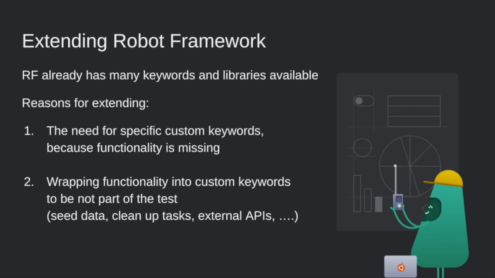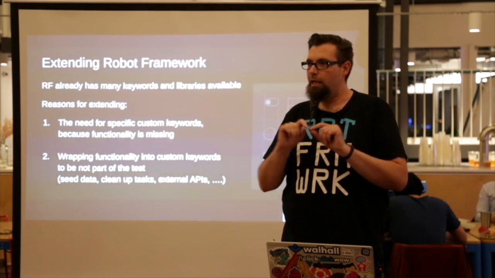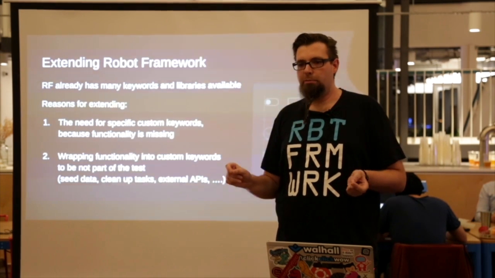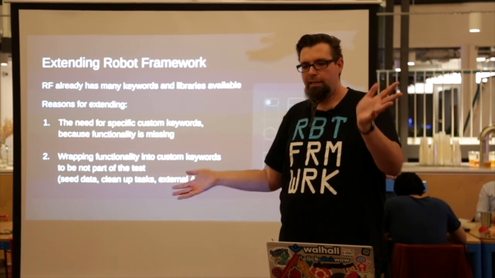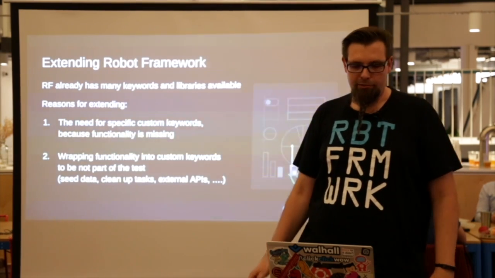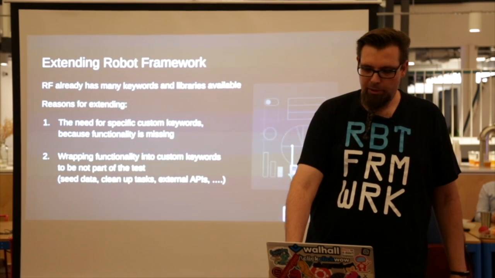And also sometimes it's really nice if you can wrap things into a custom keyword because you want to add some seed data before your test, or you have some cleanup tasks, or you need to talk to some external APIs. By nature, Robot Framework is usually assessing every line of the test you're writing, and sometimes you don't really want that because you just want this part to work and have an assessment only afterwards. Yeah. So that's about Robot Framework.